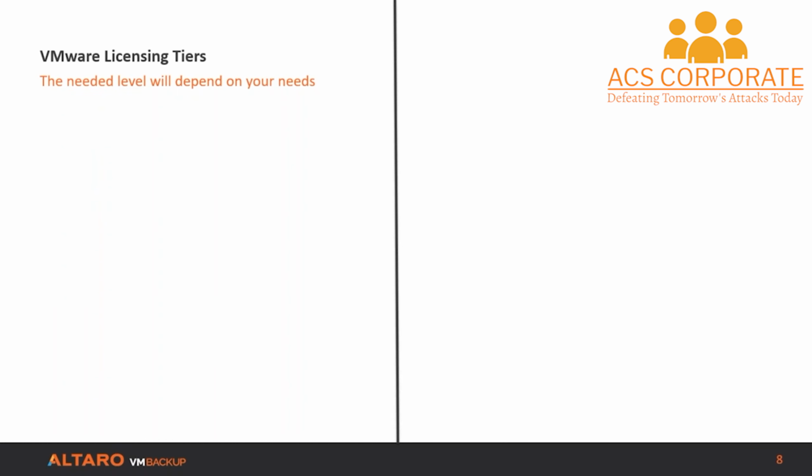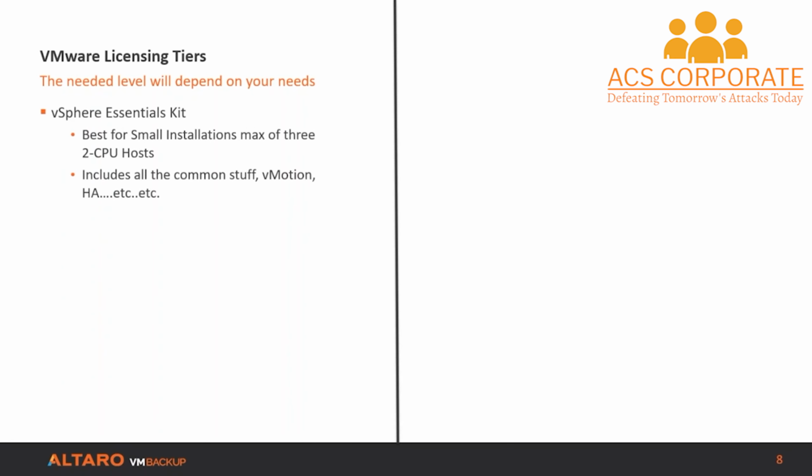With VMware, we have a little bit more complication because they have several different licensing tiers. The first one is the vSphere Essentials Kit. There's an Essentials Plus as well, which is kind of an upgraded version of this. But really, the Essentials are the best fit for a small installation, like an SMB or maybe a remote office, branch office type of thing. It's really intended for a maximum of 3 hosts that have 2 CPUs each. Anything over and above that, you need to start going to the Standard edition. And Essentials really includes all the common stuff that you're looking for: vMotion and HA are the 2 really important ones that a lot of people want.